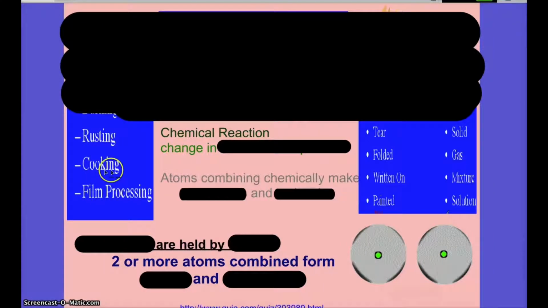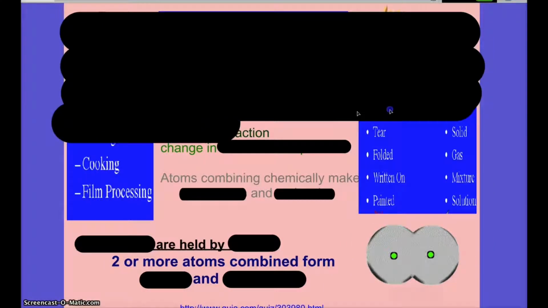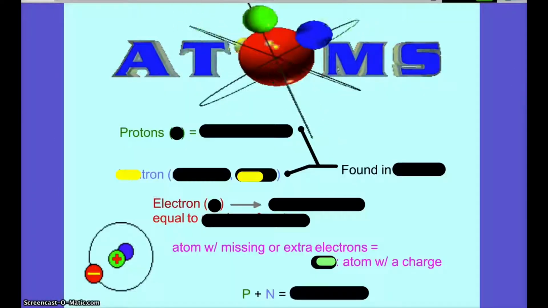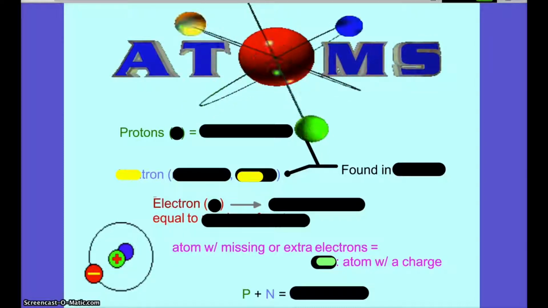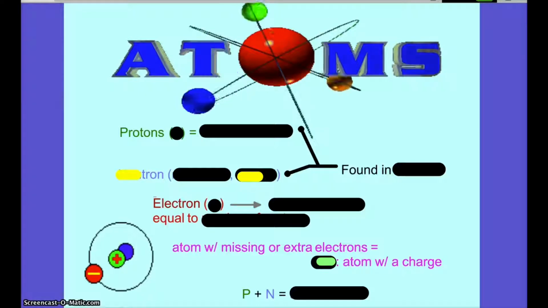We do not have to know this for the test either. So we're going to start where we left off yesterday talking about atoms. I'm going to go back here. And we talked about the parts of the atoms, and we became familiar with different parts of the atoms and certain things about them. Today we're going to talk about what happens when atoms combine, okay?